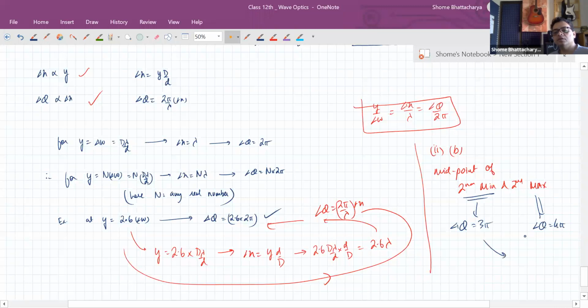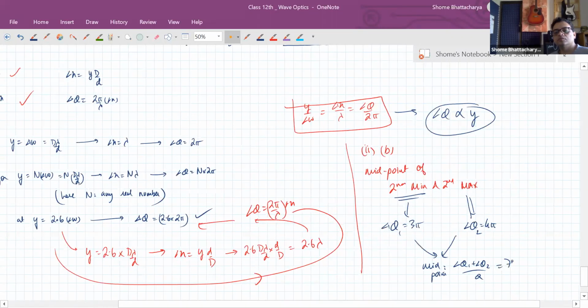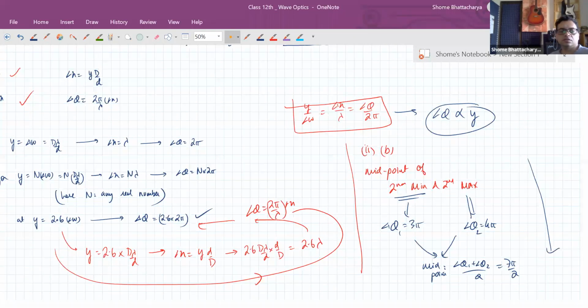So at the midpoint, because it's proportional, phase difference is proportional to y. So you can see delta phi is directly proportional to y. So it's going to be just (delta phi 1 plus delta phi 2) by 2. So it's going to be 7 pi by 2. So you can skip all those steps and just directly do it.